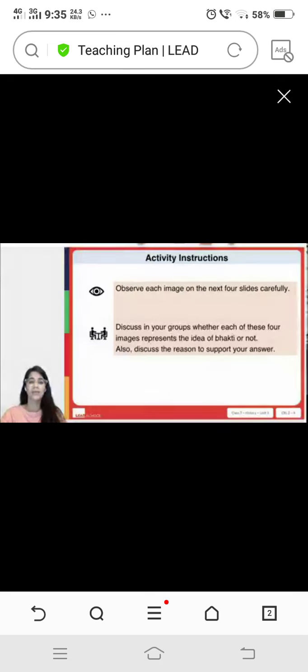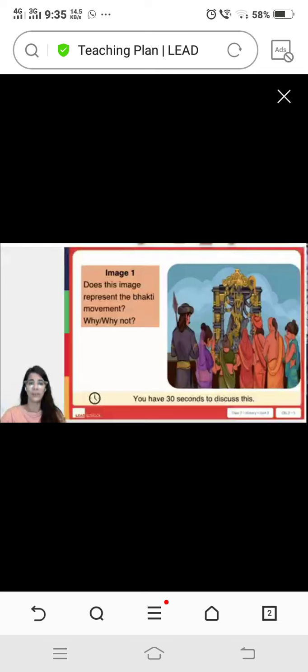Now, I want you to observe each image in the next 4 slides carefully. Write down on your own whether these images represent the idea of bhakti or not. Also, write down the reason to support your answer. Let's start with the first one. Take 30 seconds to jot down if you think this image represents the Bhakti movement. Why or why not?